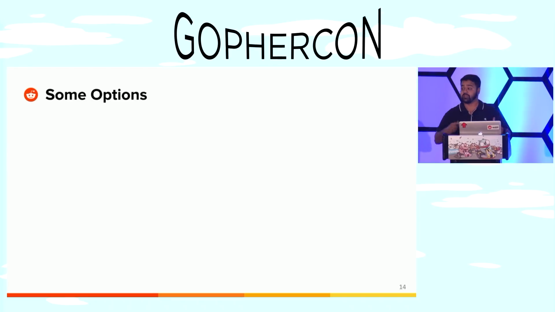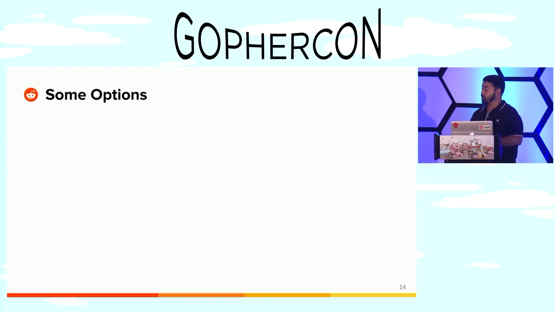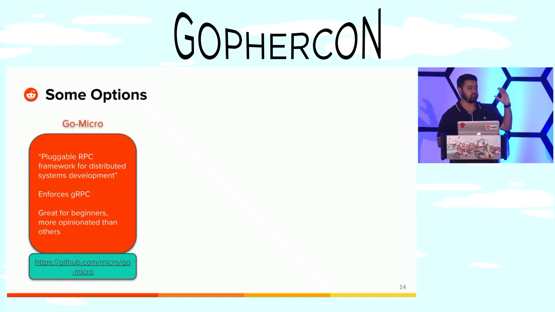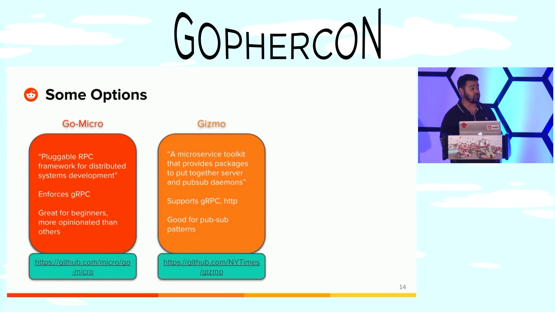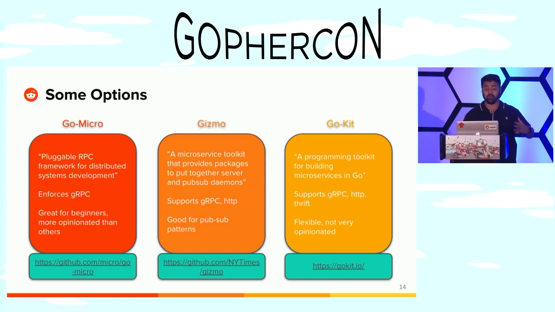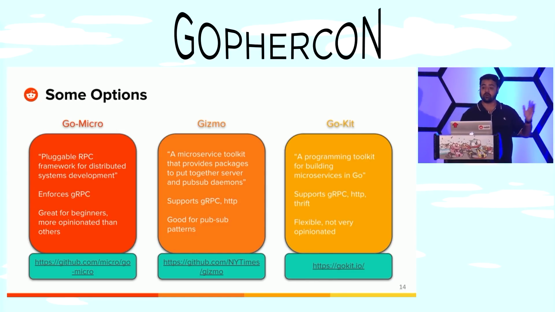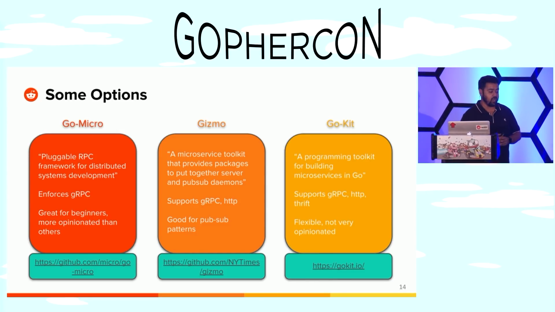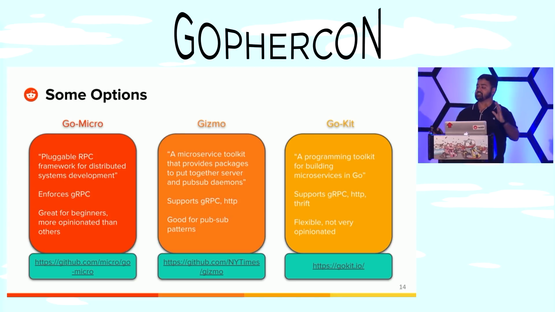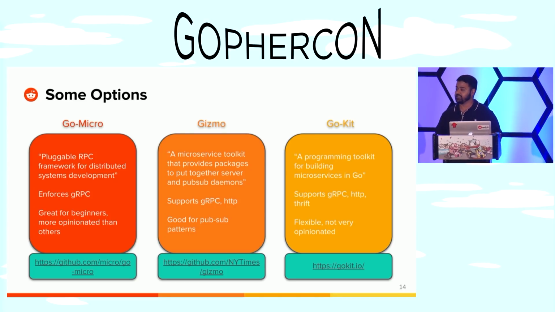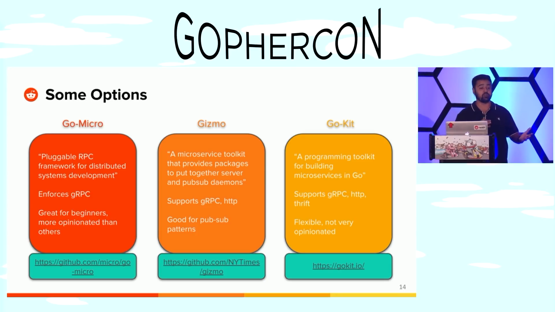So we looked around, and we saw that the community has already solved this problem. So we looked at frameworks and toolkits. I'm just going to quickly list these out. There's Go Micro, Gizmo, and GoKit were the ones that we looked at. There are a lot of them out there if you wanted to look them up. Each of these has its own pluses and minuses. Depending on what your use cases are, you might want to look at them.